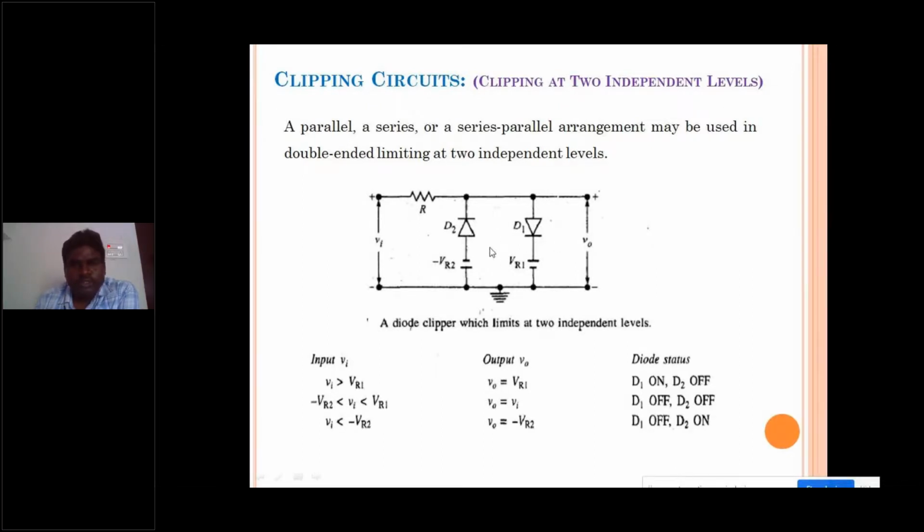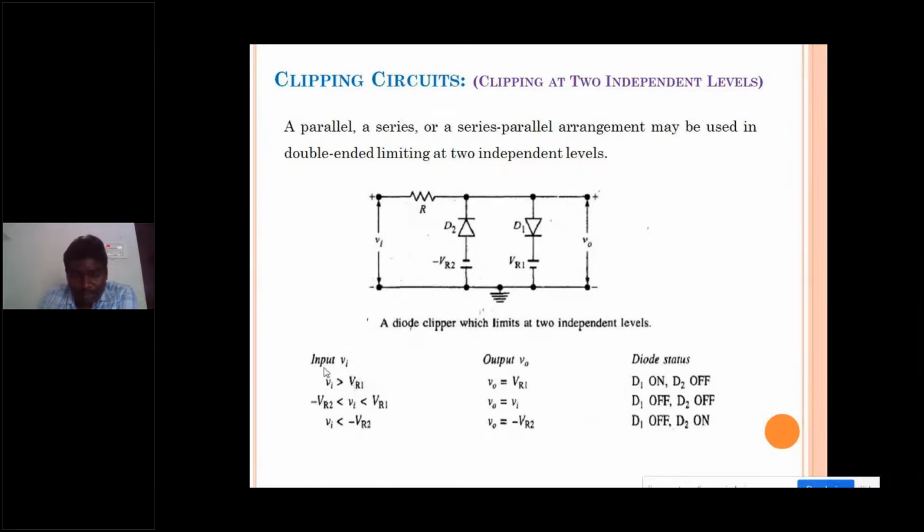For this purpose, I am using two different diodes, D1 and D2, and two reference voltages, VR1 and VR2. One is a positive reference voltage, another one is a negative reference voltage, and the conditions are also given here. Now let me explain these conditions. What will happen if the input voltage is greater than the reference voltage called VR1? So VR1 is already a positive voltage. I am applying a voltage more than that, which means I am applying a positive voltage.